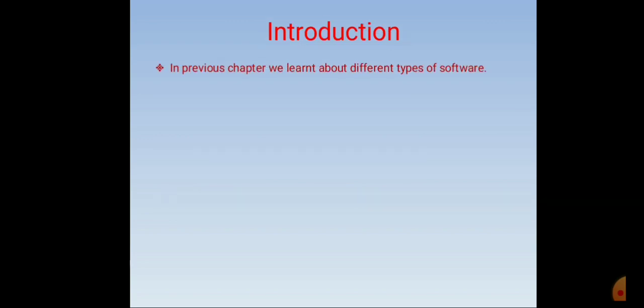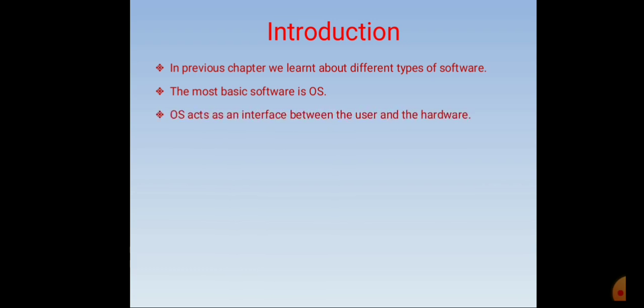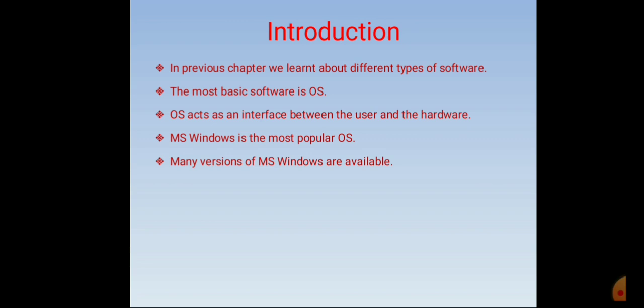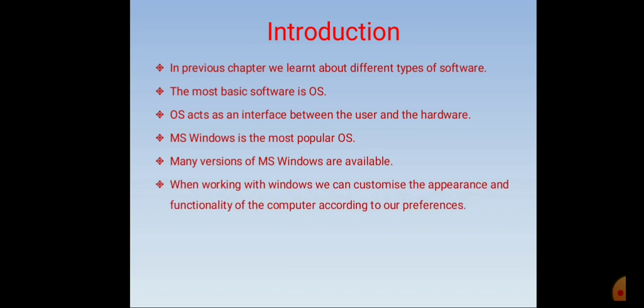In the previous lesson, we have seen different types of software. From that we have identified that the operating system is the most basic software required for a computer. The operating system acts as an interface between the user and the hardware. Among all the operating systems, MS Windows is the most popular. Many versions of MS Windows are available.